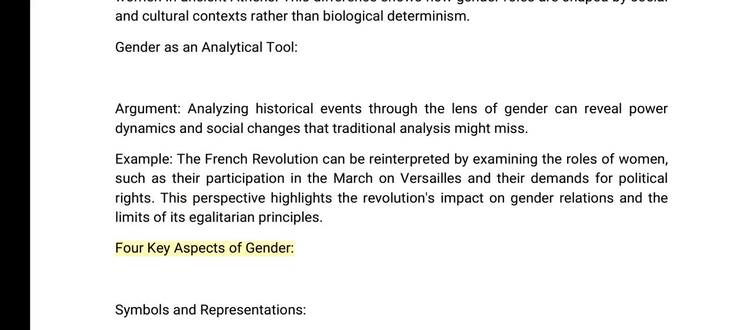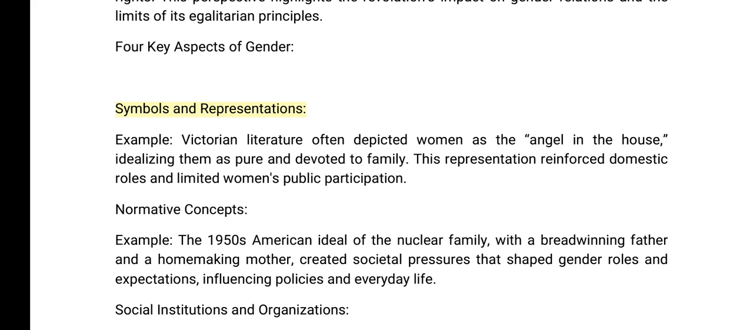Four key aspects of gender. Symbols and representations. Example. Victorian literature often depicted women as the angel in the house, idealizing them as pure and devoted to family. This representation reinforced domestic roles and limited women's public participation.